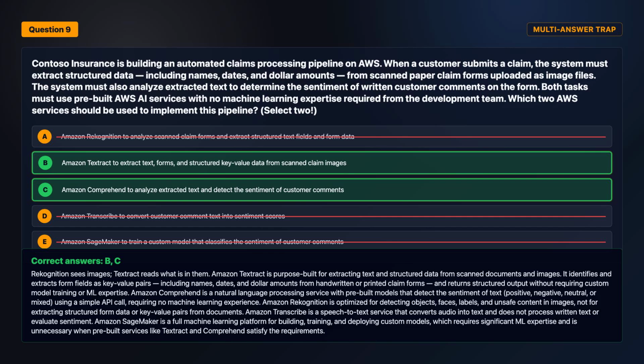Amazon Transcribe is a speech-to-text service that converts audio into text and does not process written text or evaluate sentiment. Amazon SageMaker is a full machine learning platform for building, training, and deploying custom models, which requires significant ML expertise and is unnecessary when pre-built services like Textract and Comprehend satisfy the requirements.